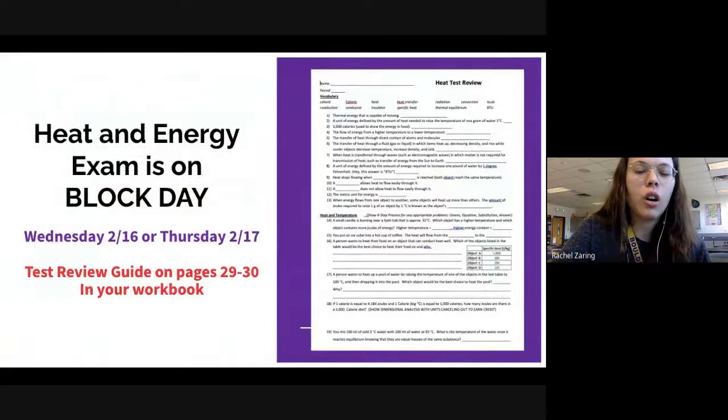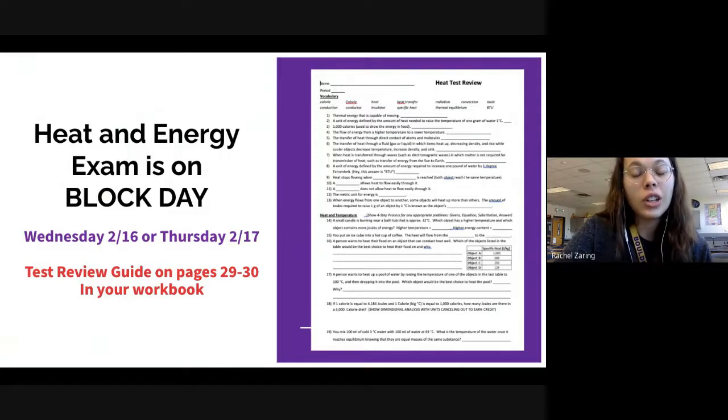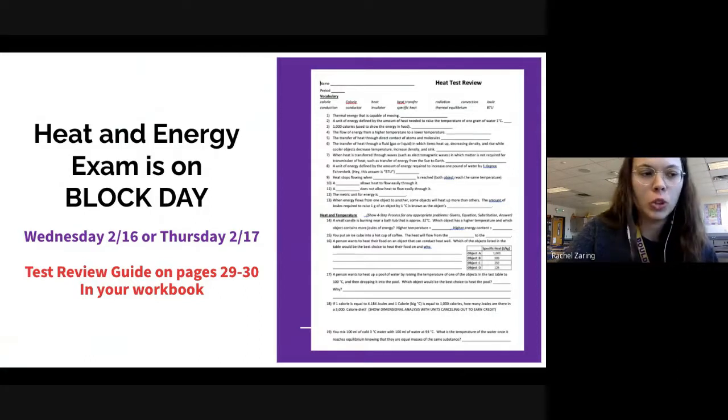So if you are a Wednesday block day person, your exam is tomorrow. If you're a Thursday block day person, your exam is Thursday. There is a test review guide on pages 29 through 30 that you'll have a little bit of time to work on, hopefully in class today. But if not, definitely work on this at home before you come in for your exam on block day. There is also a key posted to this review guide on Schoology.